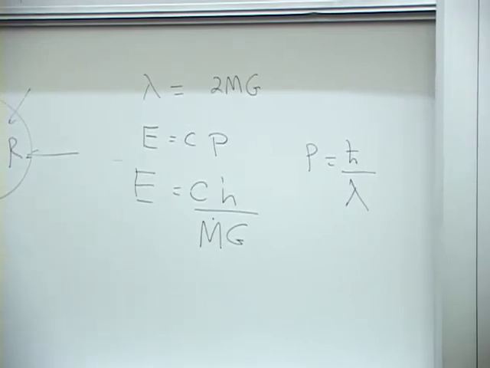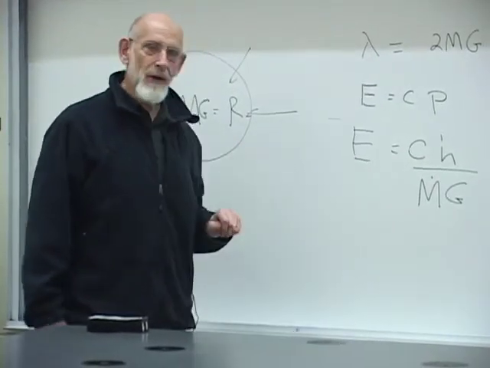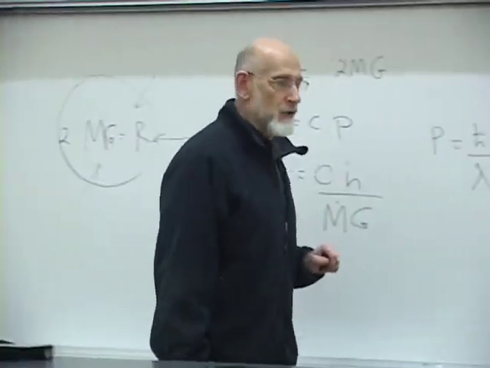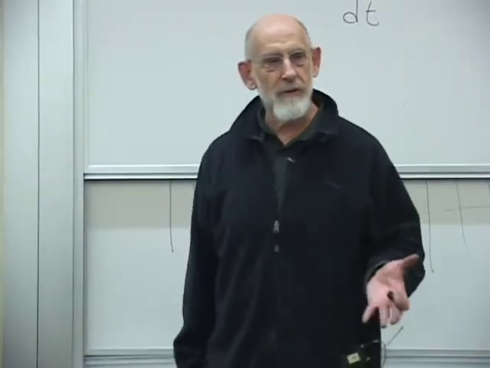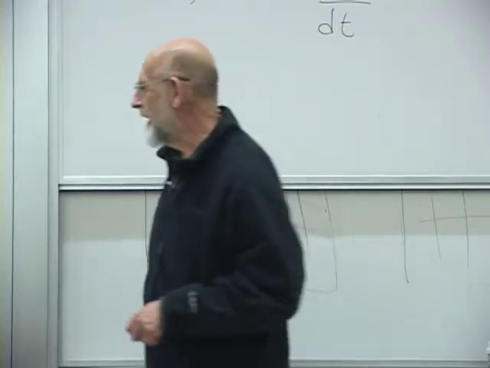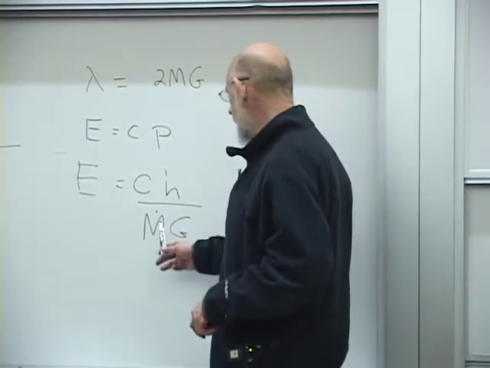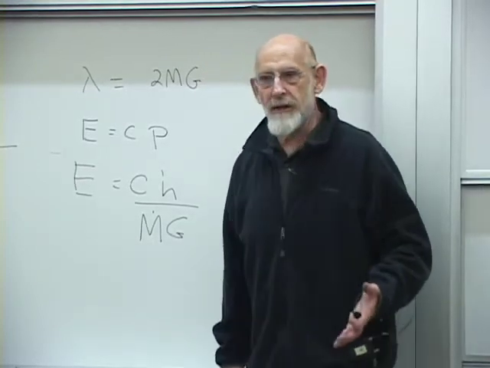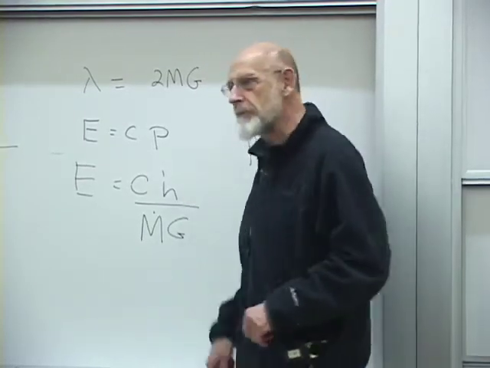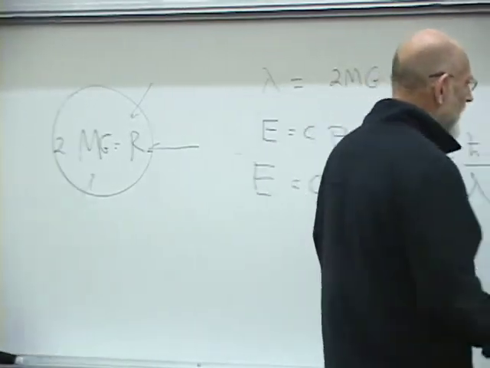Now I could stop right here. I have now told you how much energy it cost to hide 1 bit. What have I told you? The temperature. Here's the temperature of the black hole: ch over mg. That's the Hawking temperature. Now there are some factors of 4 and pi's and things that we're not going to get right by this little argument.